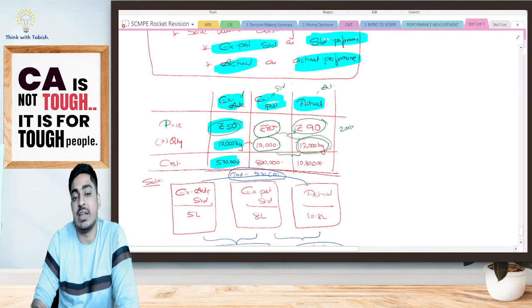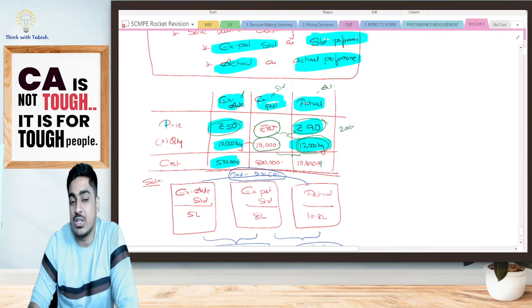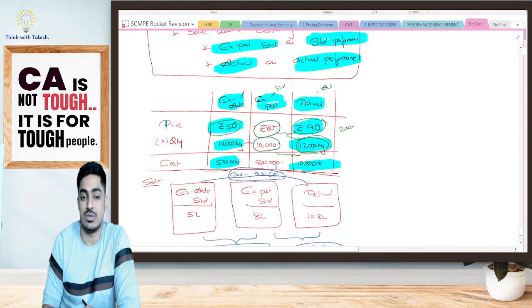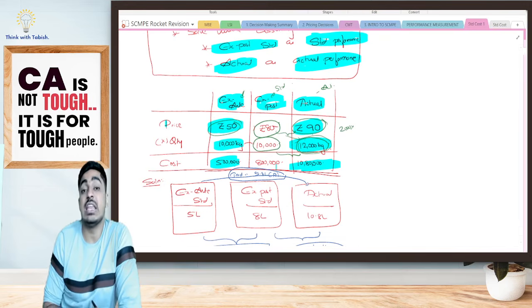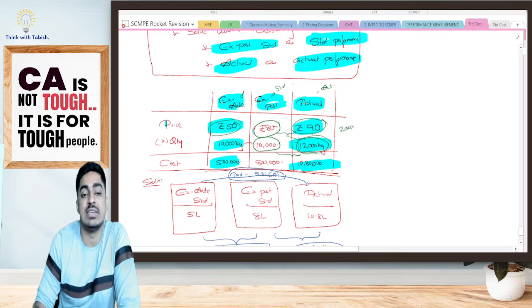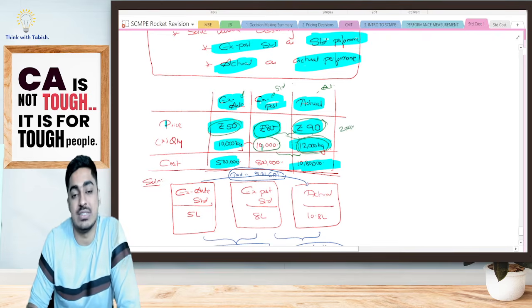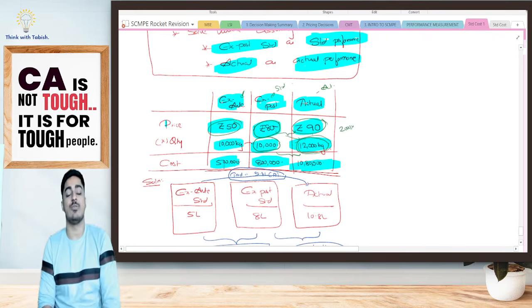However, actually I have paid 90 rupees per kg, actually I have utilized 12,000 kg, actually I have paid 10 lakh 80,000. However, ideally during the year what happened is my raw material price has increased, which was beyond my control. So ideally if I had purchased, I would have got my raw material at 80 rupees, 10,000 kg, that means 8 lakh would have been my cost.